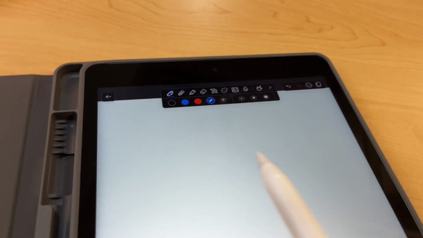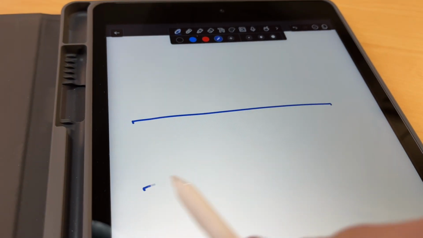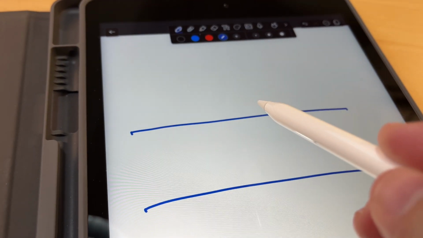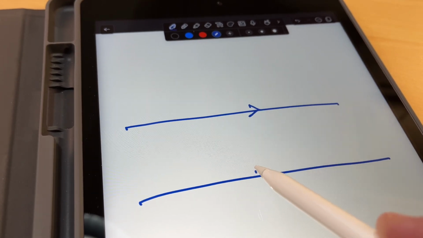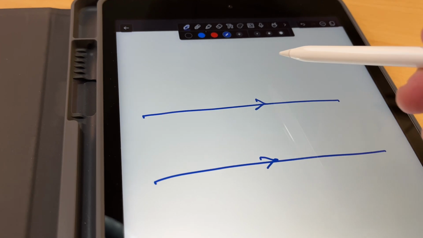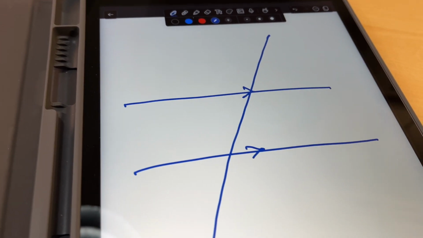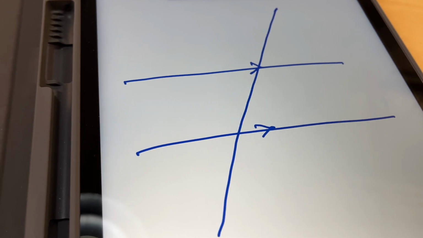All right, consider the following. Let's suppose that we have two lines and they're parallel. When they're parallel, you're going to have these little arrows on here. That's the way they communicate that those lines are parallel. So they're parallel, and we have a line like this. Hopefully you know that's a transversal. So that's called a transversal.